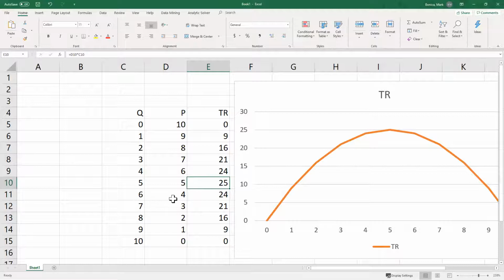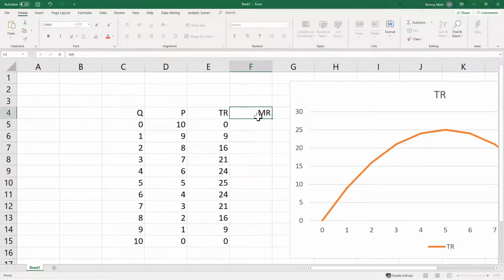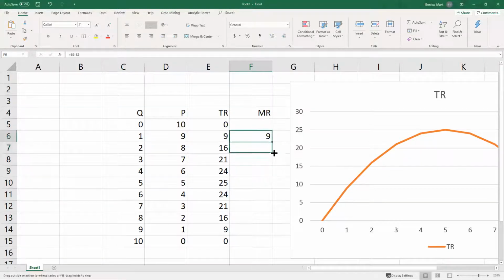But then it reaches a point where in order to sell a 6th unit, it actually starts to lose money. And so what we're seeing here is the marginal revenue is also changing. So how much more revenue do they get from selling? What's the marginal revenue at 1 unit? Well, it is approximately 9 minus 0, or 9. And then the marginal revenue at 2 is an additional 7.